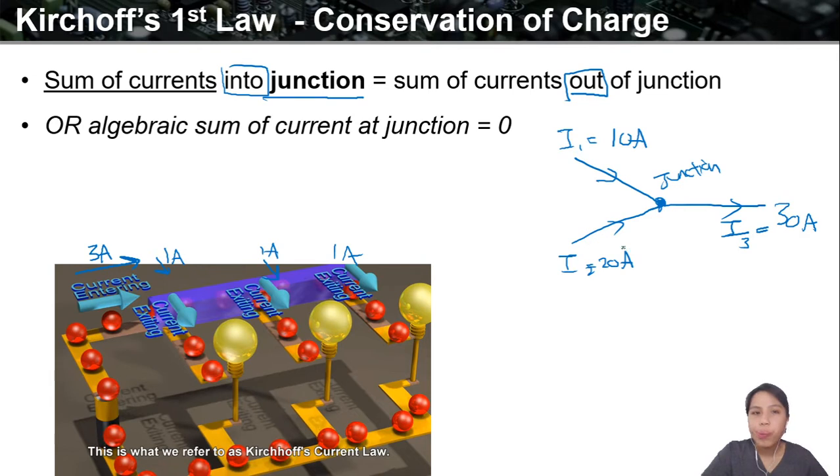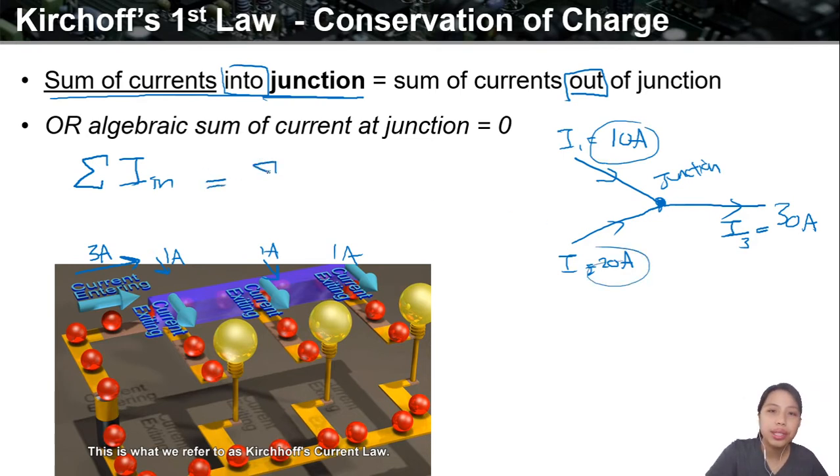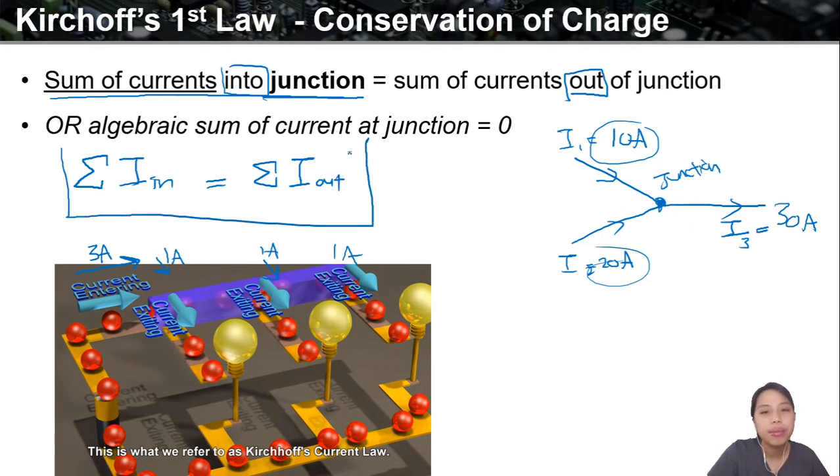So what this means is, the sum of currents into a junction, you can rewrite it as the sum of currents in, which is your 10 and your 20, equals the sum of currents out of the junction. So whatever is out, only 30 is out. In and out, done. This is also linked to the idea of conservation of charge. Conservation means charge cannot just be created or disappear like that. So it has to be conserved. All the charges in the circuit cannot just vanish.